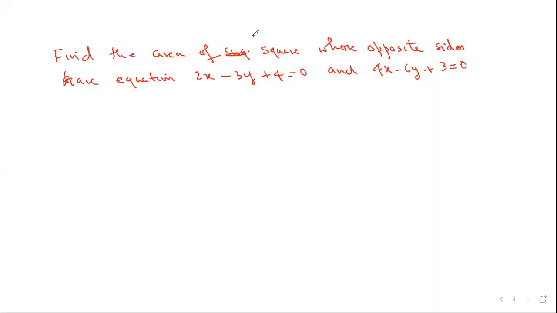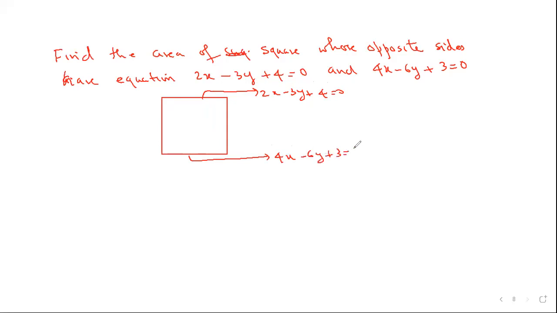You have to find the area of a square. The equation of this side is given: 2x minus 3y plus 4 equal to 0. The equation of this side is given: 4x minus 6y plus 3 equal to 0. What is the area of this square? What will you do? Sir, multiply equation 1 by 2.